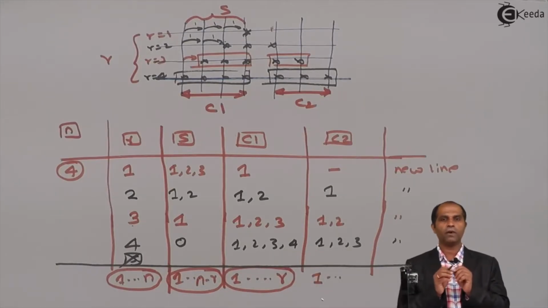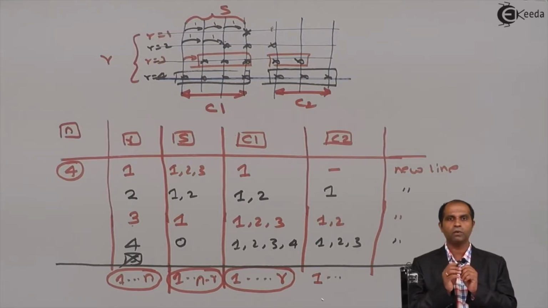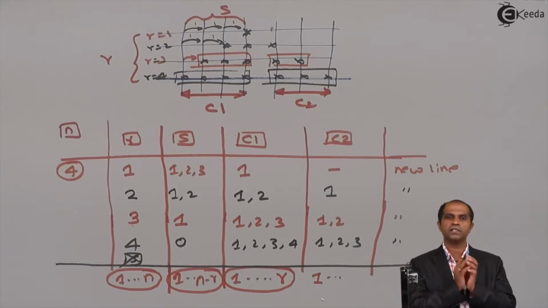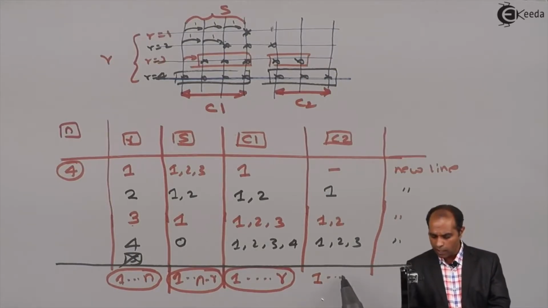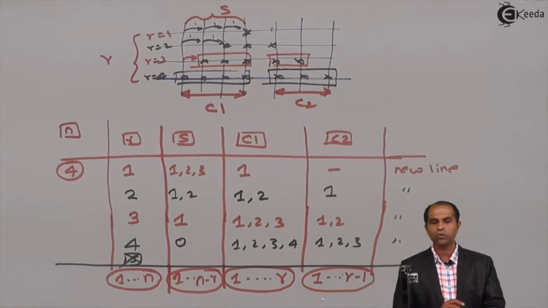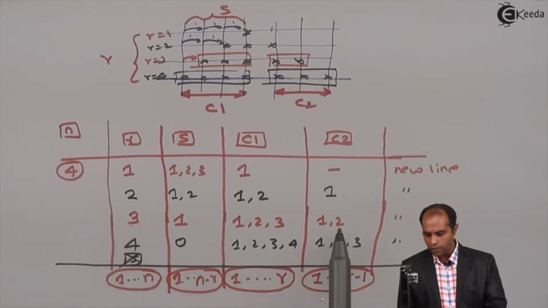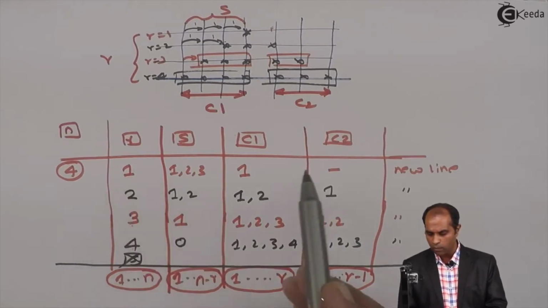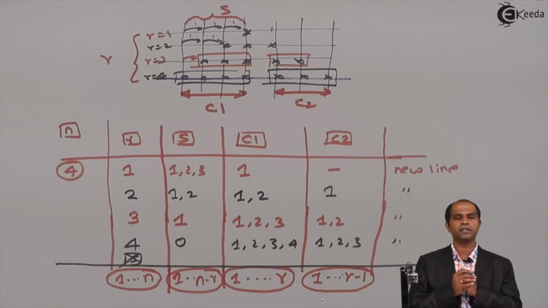If you think for a while, you will find that this is exactly equal to C1 but just 1 less than C1. So if C1 ends up at R, 1 less than C1 is R minus 1. So 1 to R minus 1. Substitute the values: 3 minus 1 is 2, 4 minus 1 is 3, 2 minus 1 is 1, and 1 minus 1 is 0. A dash can be equated as 0.